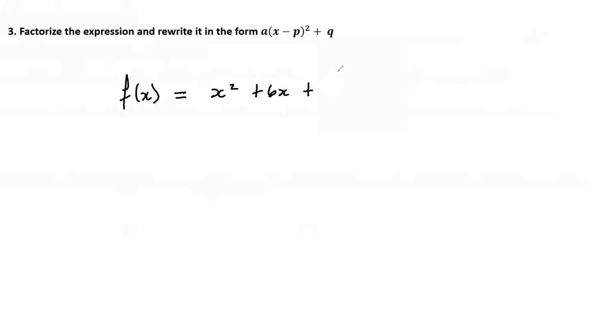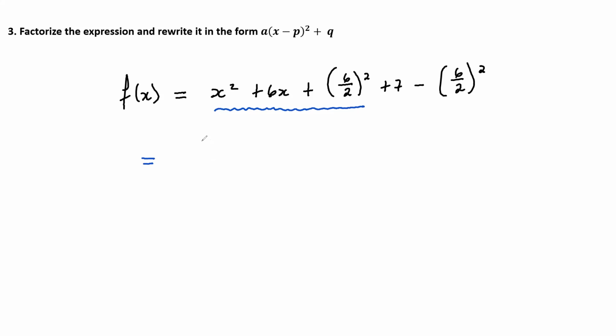I add the coefficient of x divided by 2, squared. Then there's that plus 7. Then I subtract 6 over 2 squared. We need to factorize. So how do I do this? Look at this particular expression here. Start with this. It's very easy to factorize. So you look at this expression, and then you put an x right there.